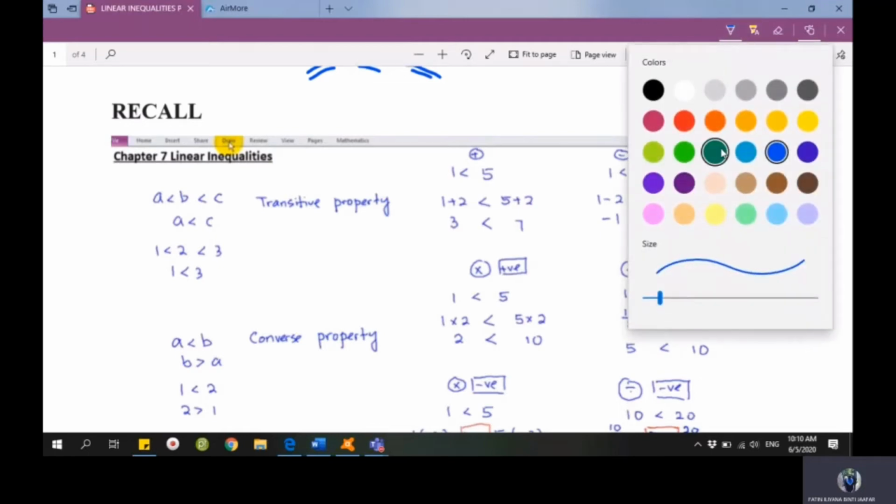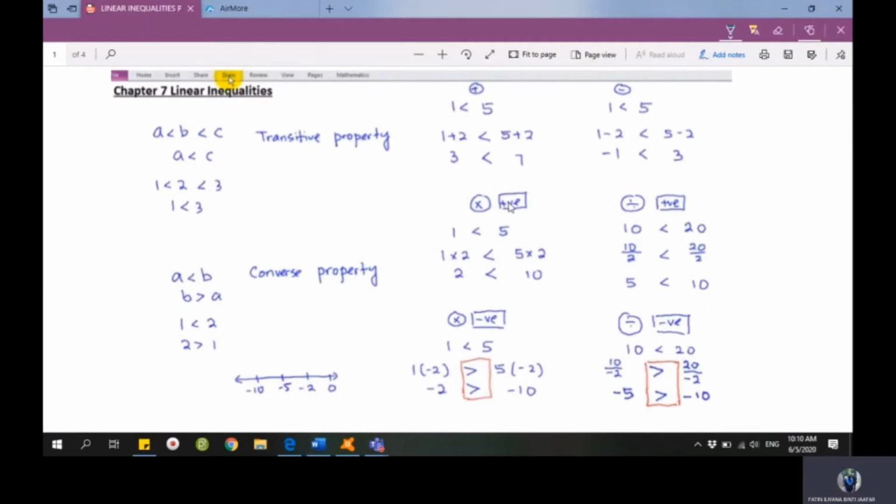Next, if we multiply with a positive number, for example multiply with 2 on our left hand side and multiply 2 on our right hand side, we will get 2 and 10. Our sign still stays the same, because 2 is smaller than 10. Same with dividing by a positive number. 10 is less than 20. So 10 divided by 2 and 20 divided by 2, we will get 5 and 10. So 5 is still less than 10.